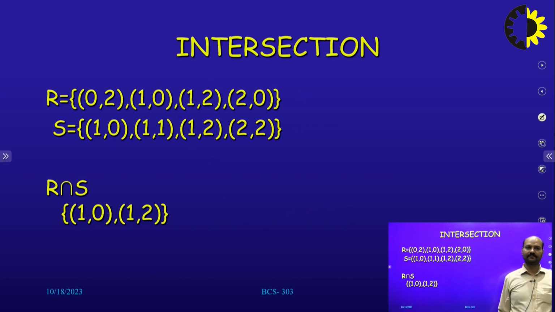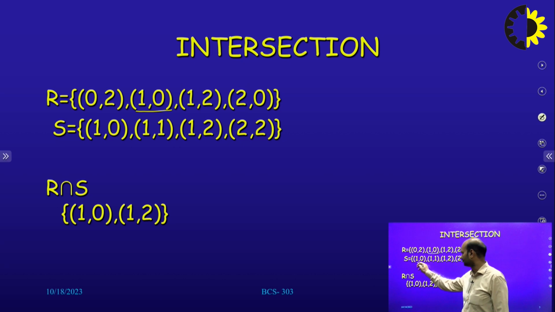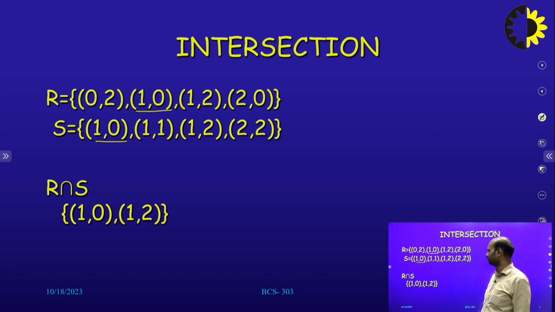Then intersection is the common ordered pairs between R and S. So, what are the common elements? That is 1 comma 0 and 1 comma 2. Any other element? No. So, R intersection S becomes 1 comma 0 and 1 comma 2.